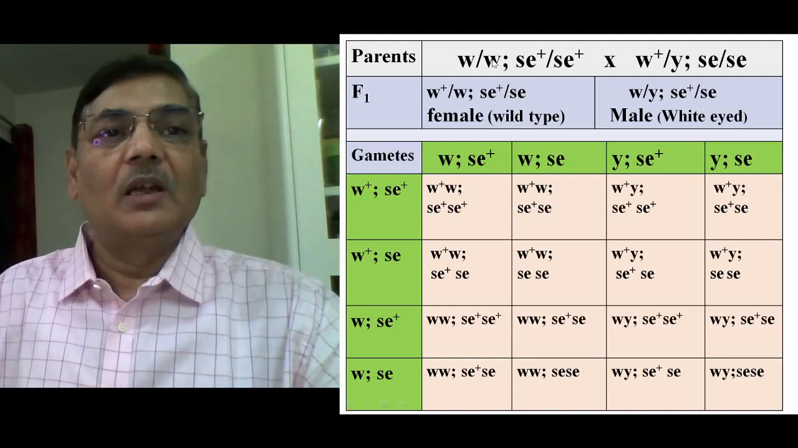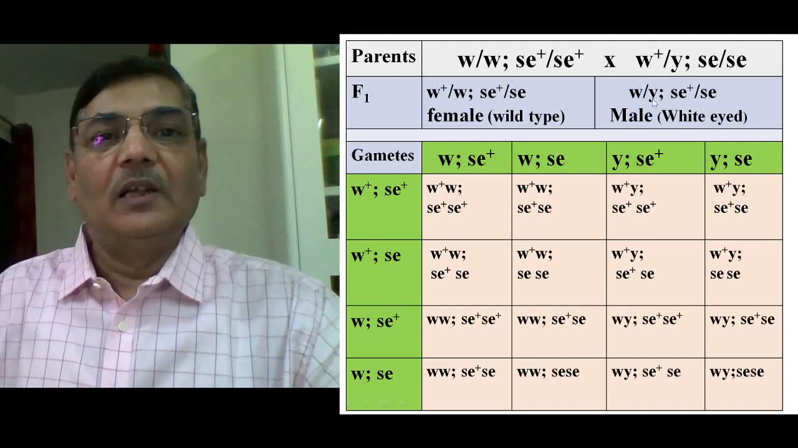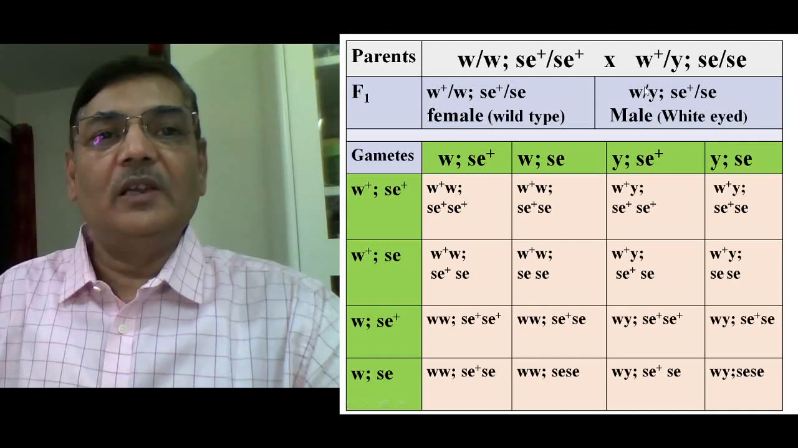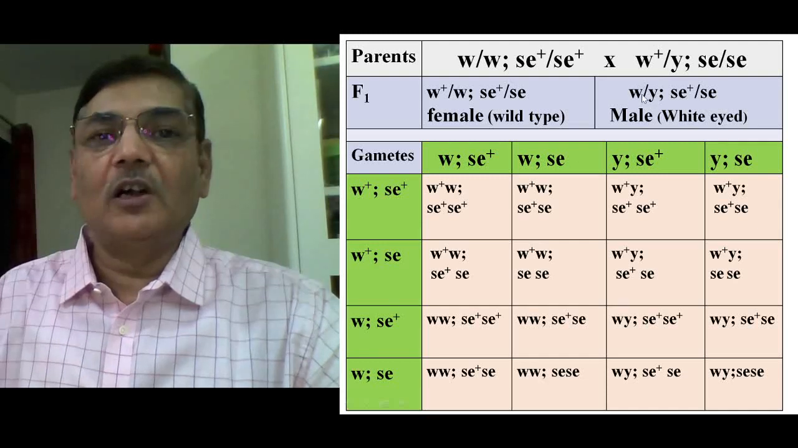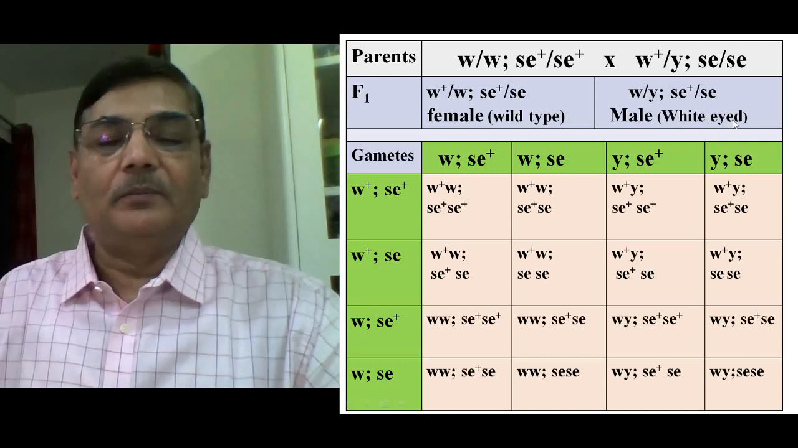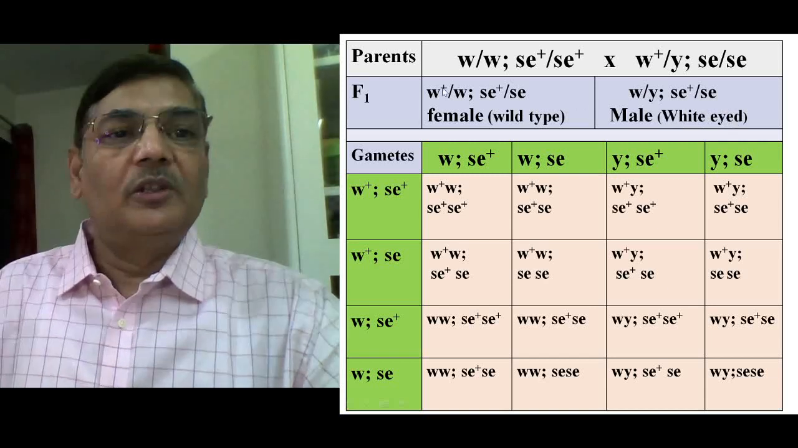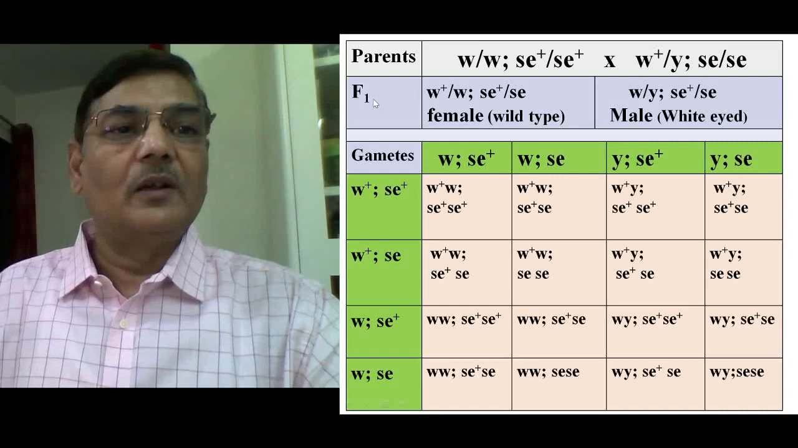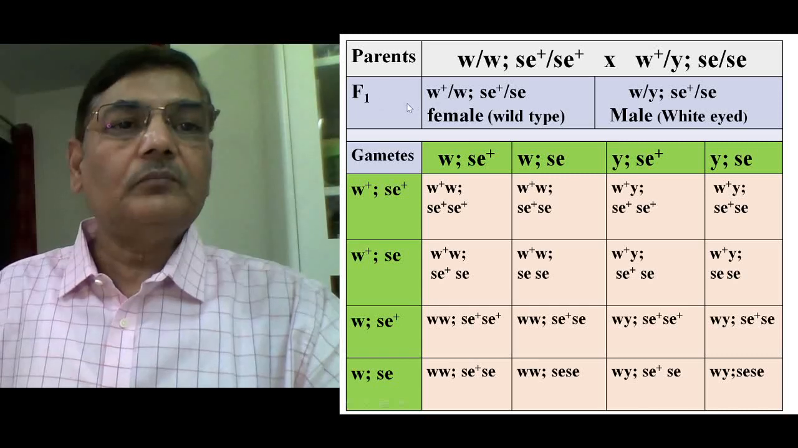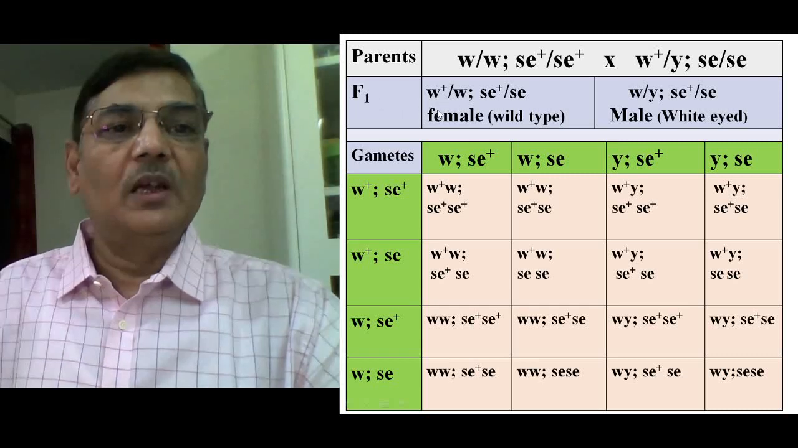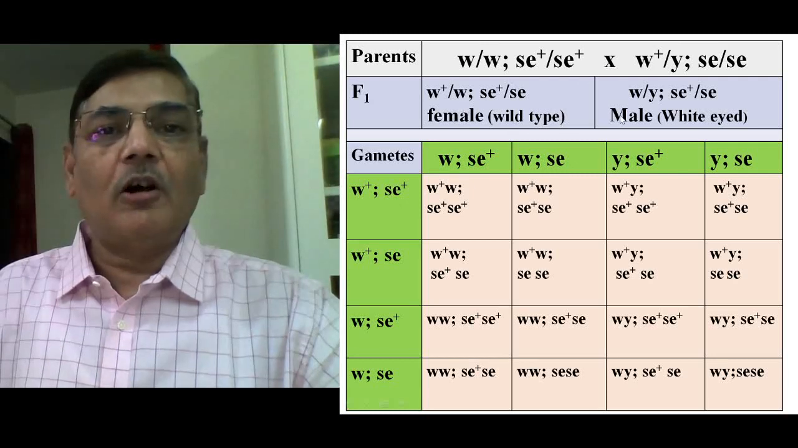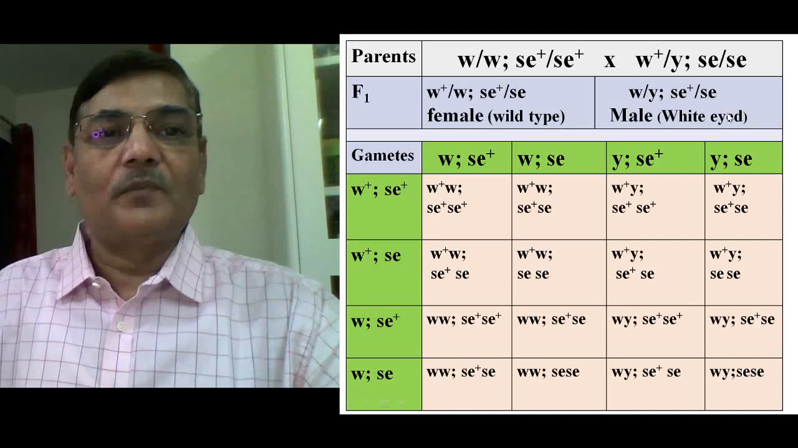Males, you see, if this W combines with the Y chromosome and SC plus combines with SC, then such males will be white-eyed, because the W allele present on the X chromosome will cause the white eye phenotype. So this will be the answer for F1 offspring: all females will be wild type and all males will be white-eyed.